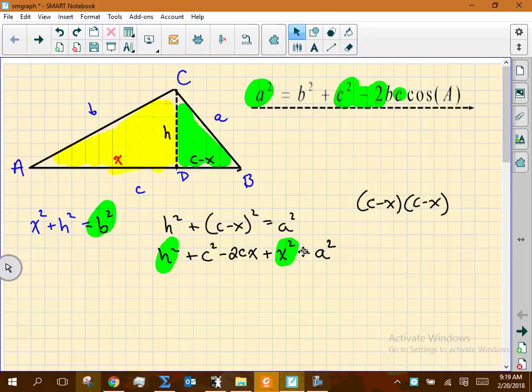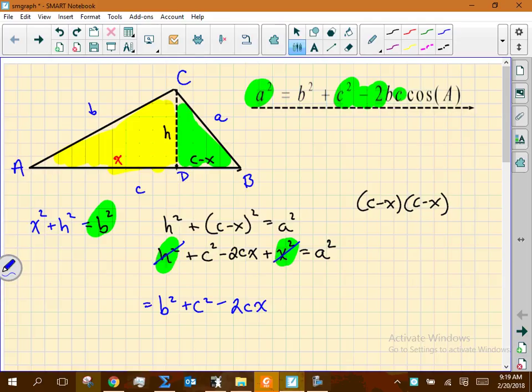So now I'm going to rewrite this as, instead of this h squared and x squared, I'm going to rewrite that as b squared. And I got plus c squared minus 2cx is equal to, I'm just going to put the a squared out in front here, is equal to a squared. Is that pretty close to this format up here? A squared is equal to b squared plus c squared minus 2. Now I need this b cosine of a to show up, right?